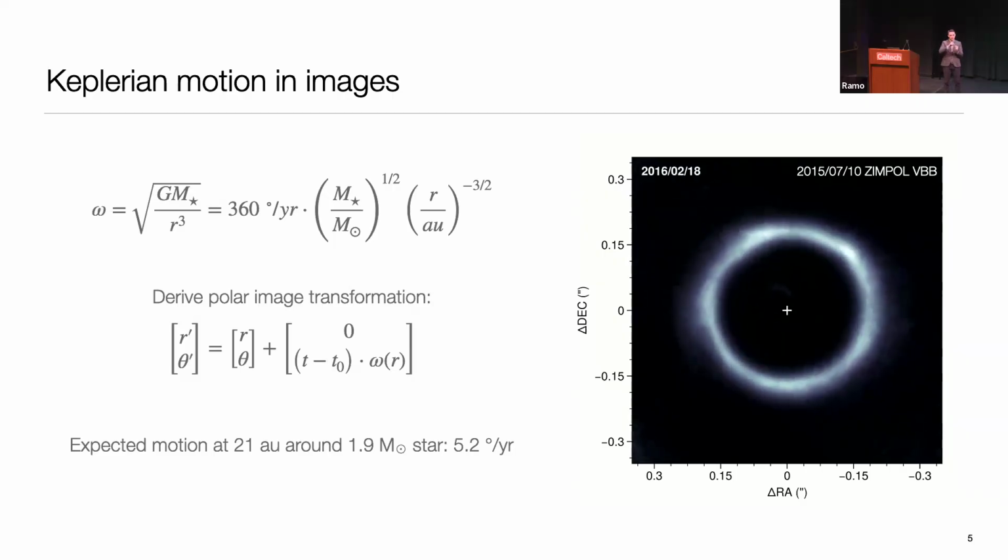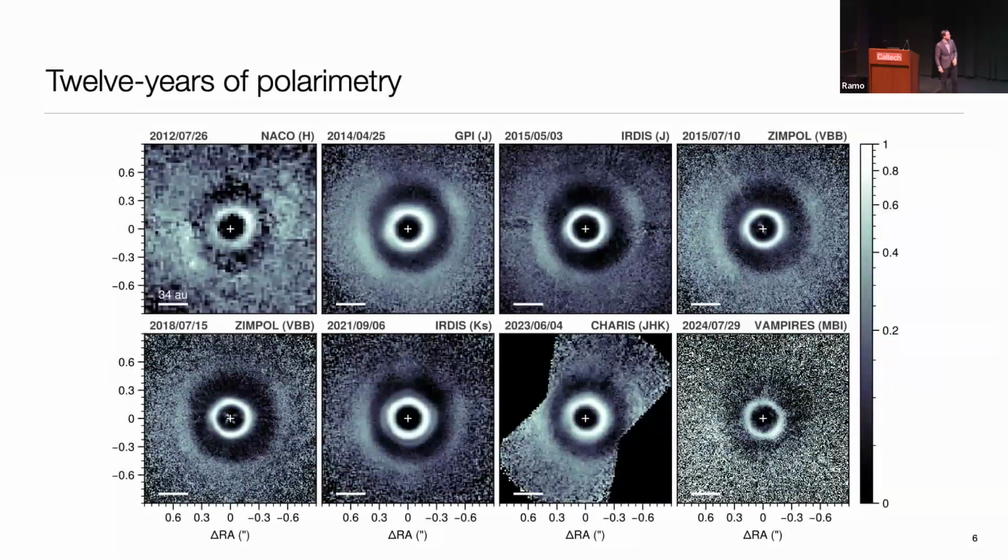So the inner pixels are rotating faster than the outer pixels, just like the particles in the disk. For context, this disk, since it's 1.9 solar mass, at the location of this inner ring, we're looking at about 5 degrees of expected motion per year. And that's what enables this study, a lot of motion that we can resolve over a multi-year baseline.